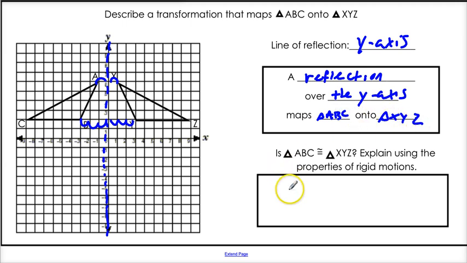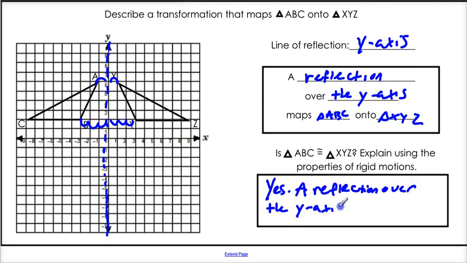Now the next question here is, you should be familiar with this, is triangle ABC congruent to triangle XYZ? Explain using the properties of rigid motions. Well, the answer is, are these two congruent? Yes. And how do I know they're congruent? The reason is, I'm able to map them onto each other using a reflection. So a reflection over the y-axis maps triangle ABC onto triangle XYZ.